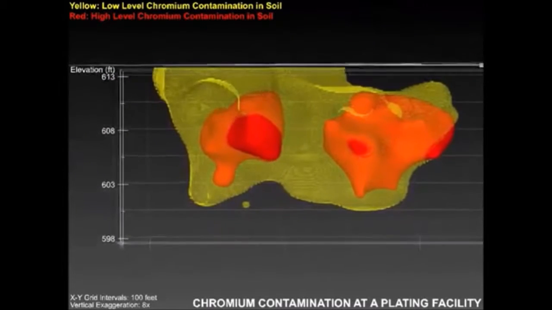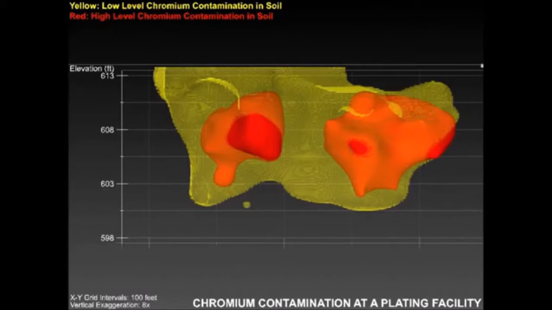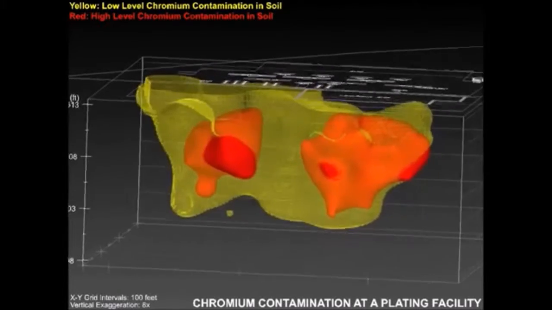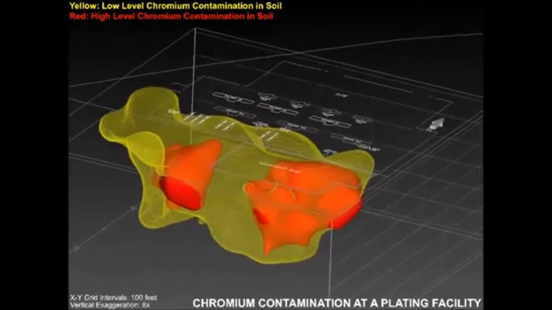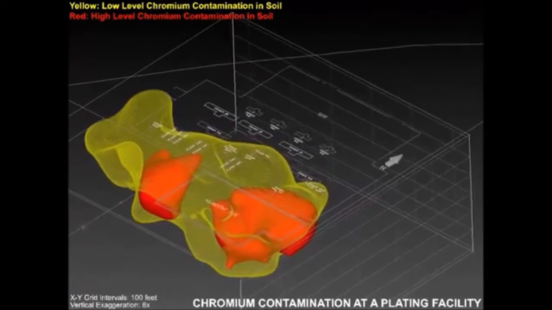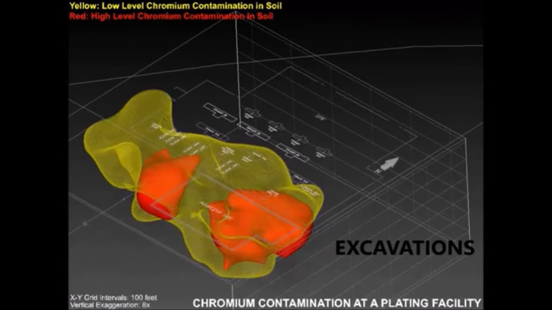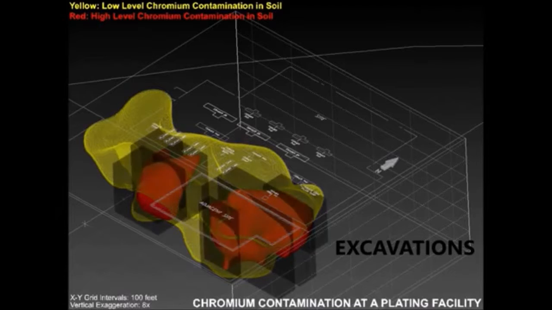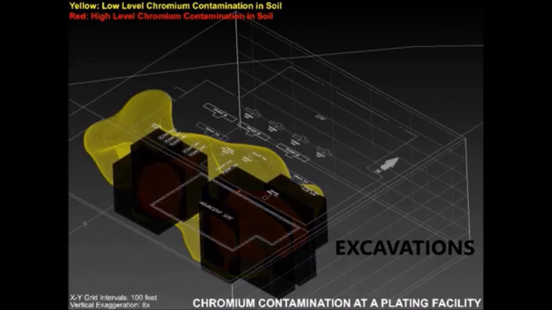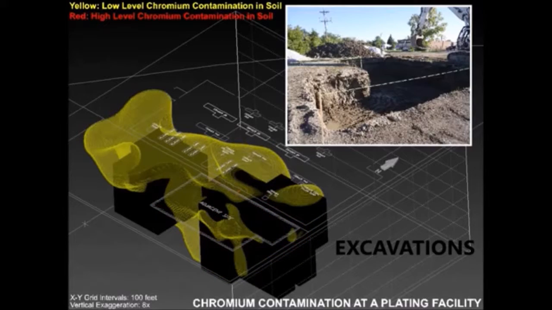These soils are deemed hazardous waste for their potential to leak toxic chromium into the groundwater and cannot be left in place. These soils were excavated, chemically stabilized on-site, and transported off-site for disposal. One of the excavations is pictured above.